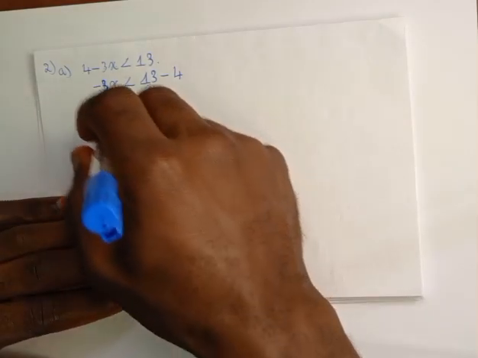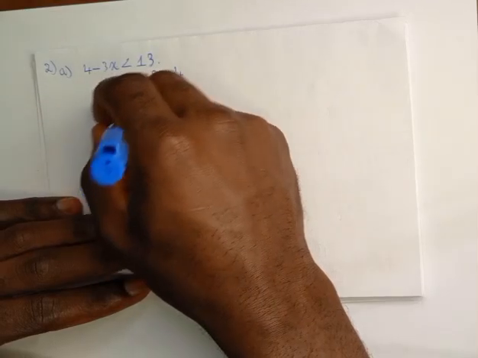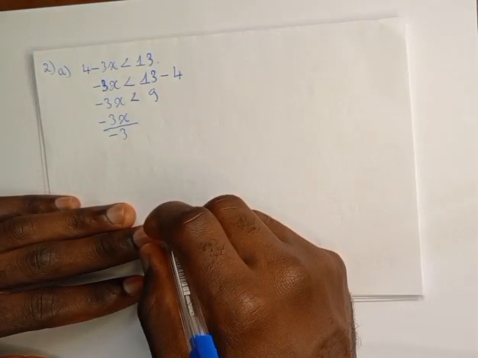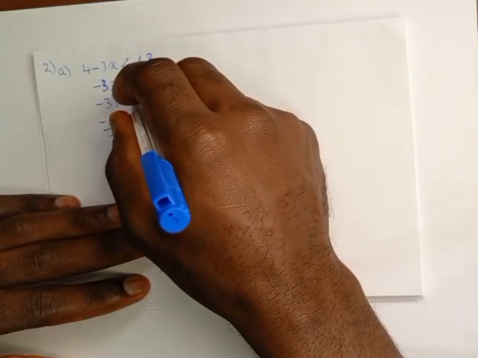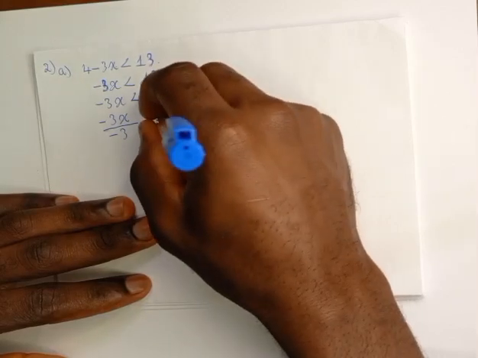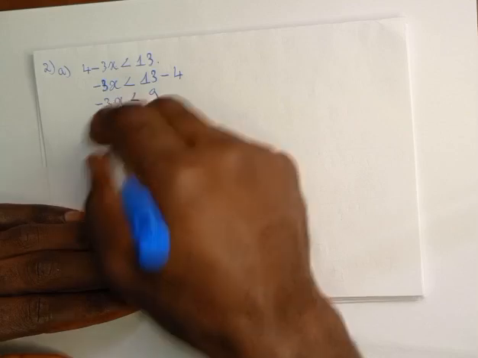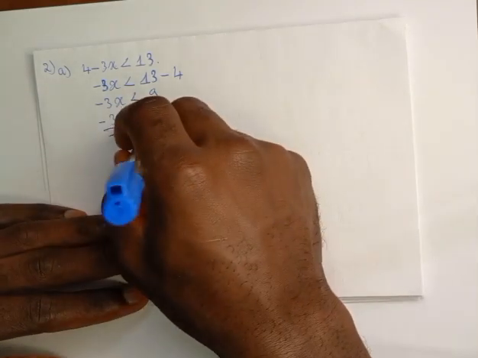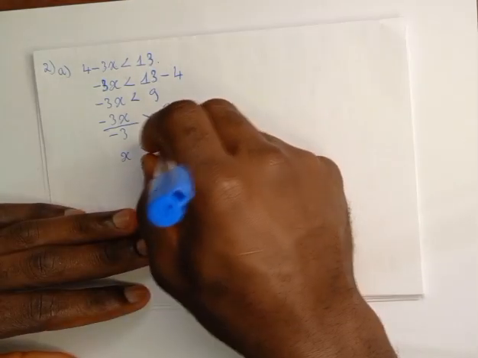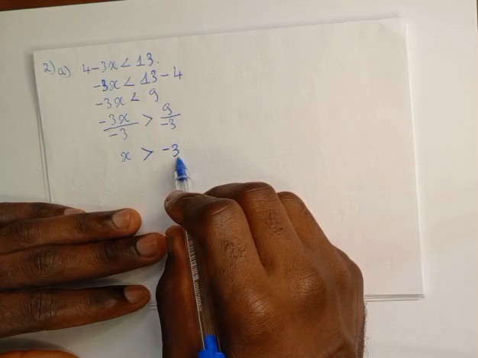Next, we are going to divide both sides by the coefficient of x, which is -3. -3x divided by -3. Since we are dividing all through by negative number, the inequality sign reverses. So instead of less than, it changes now to greater than. It's greater than 9 divided by -3. -3 will strike off -3. We'll be left with x is greater than 9 divided by -3 gives us -3. x is greater than -3.